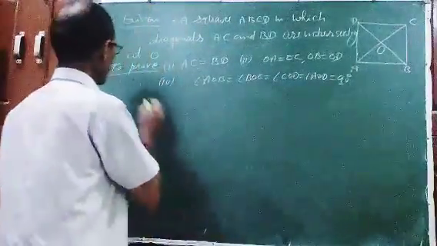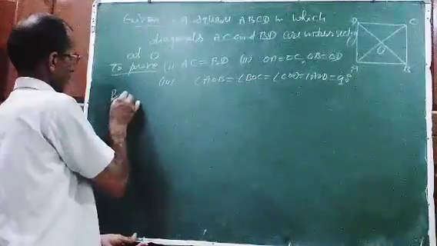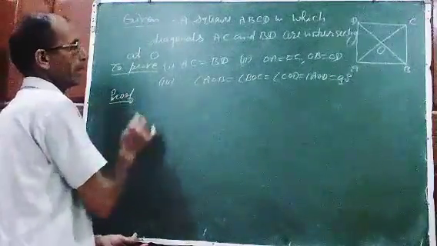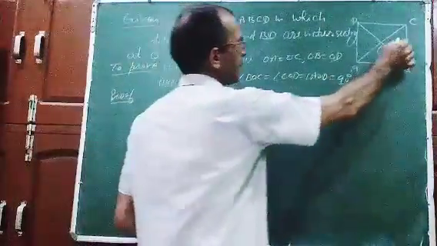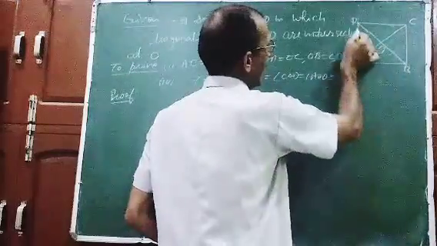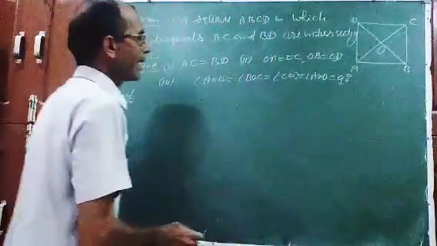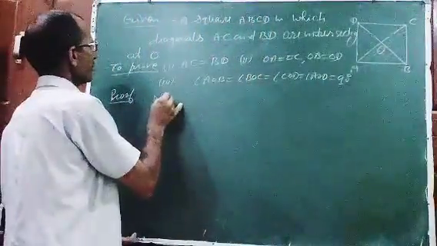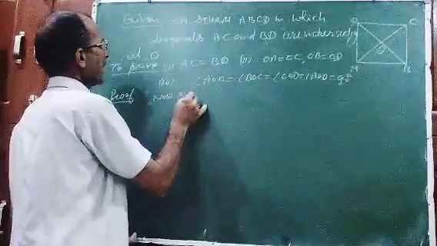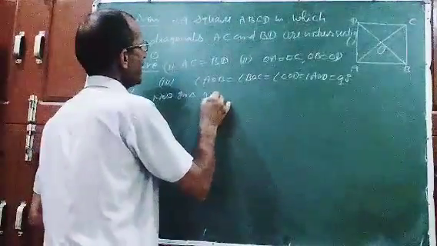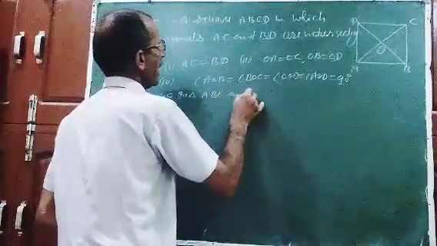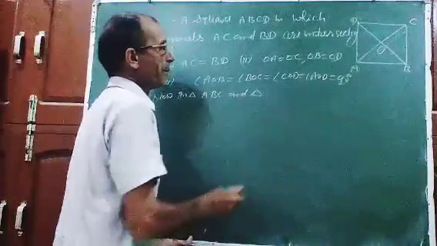Now proof. Now I am taking triangle ABC, this triangle, and this triangle. Now in triangle ABC and triangle BAD.